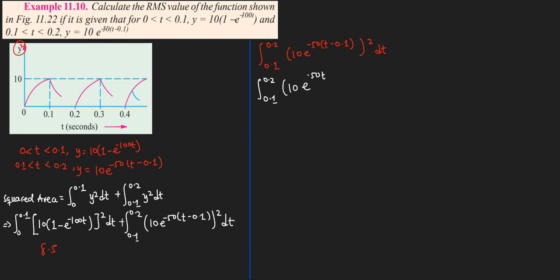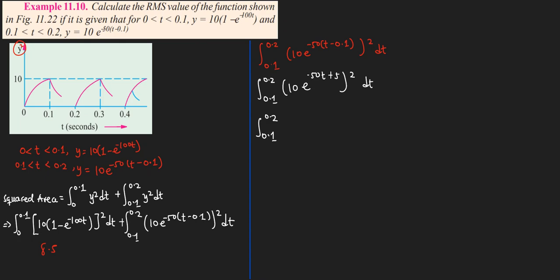And then you're going to have minus 50 times minus 0.1, that gives us plus 5. Okay, so you're going to have plus 5 here, so all this squared dt. Okay, so you're going to have this to be the integral from 0.1 to 0.2.